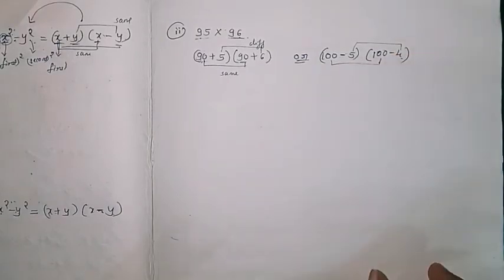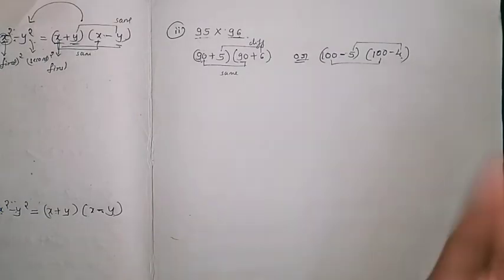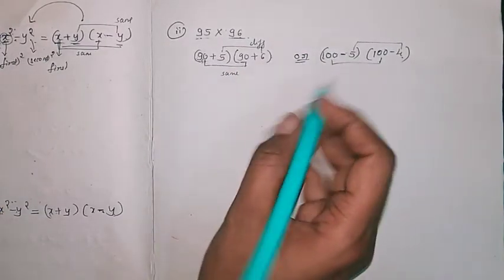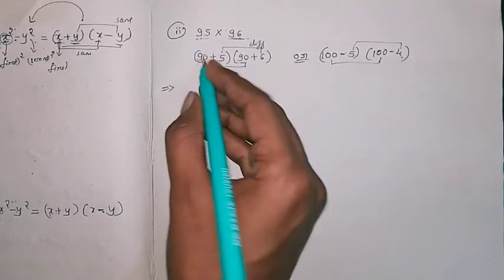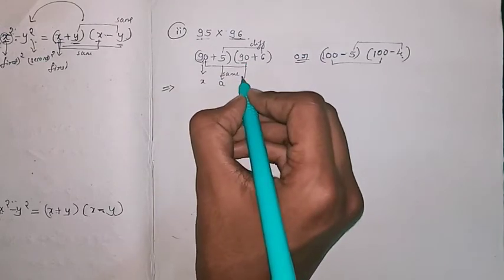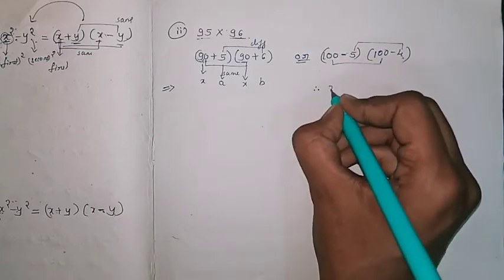If you solve this one it is fine, and if you solve this one it is also fine, the answer will be the same. You can try. I will solve 90 plus 5, 90 plus 6 here. So here you have to write the formula. Which formula are we using here? (x plus a)(x plus b). So you have to write the identity we are using here.